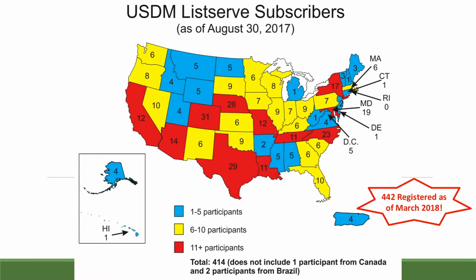So here's that distribution across the country. This was last August. Down here in Texas, we have almost 30 people. Oklahoma, 9. New Mexico, 6. 442 registered as of March 2018. So that number continues to grow. Last August, we were at 414, so we're about 30 more. I'd like to see that number continue to grow. These people are invaluable to the process.